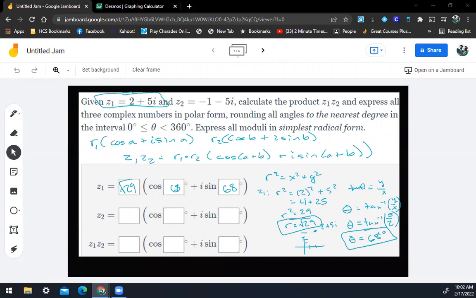I'm going to give you a minute. I want you to try Z2 on your own. We just did Z1. I want you to try Z2. Note, by the way, it's in the third quadrant, so be careful about that.